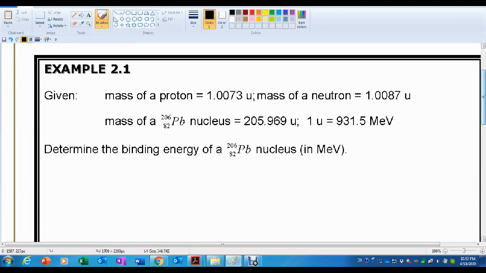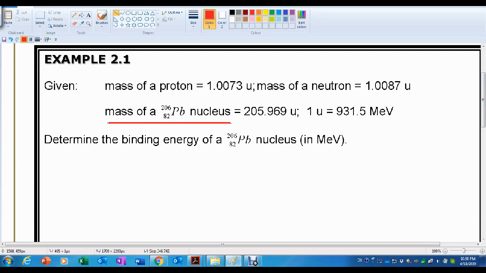If I'm going to find the binding energy of lead, Pb, that is called lead, 206 82, how could we do it? I have some information: the mass of proton, the mass of neutron, and the mass of the nucleus. Be careful, this one means the whole nucleus, not their constituents. The mass of the nucleus is 205.969 U.